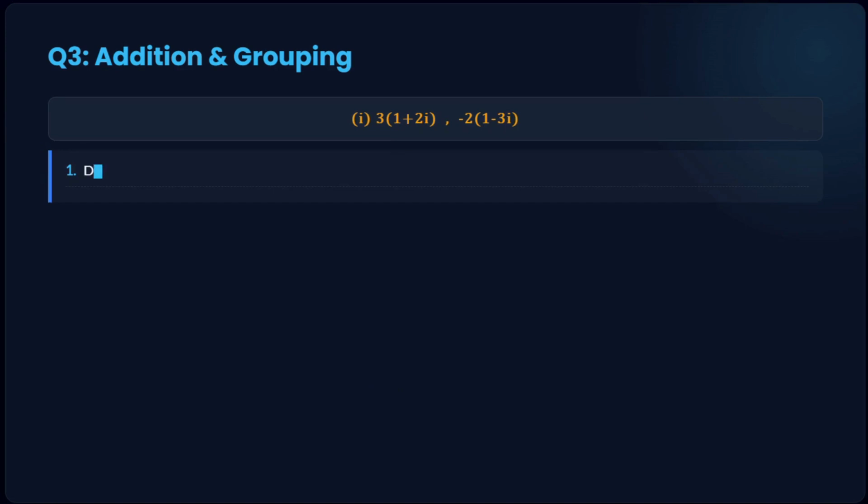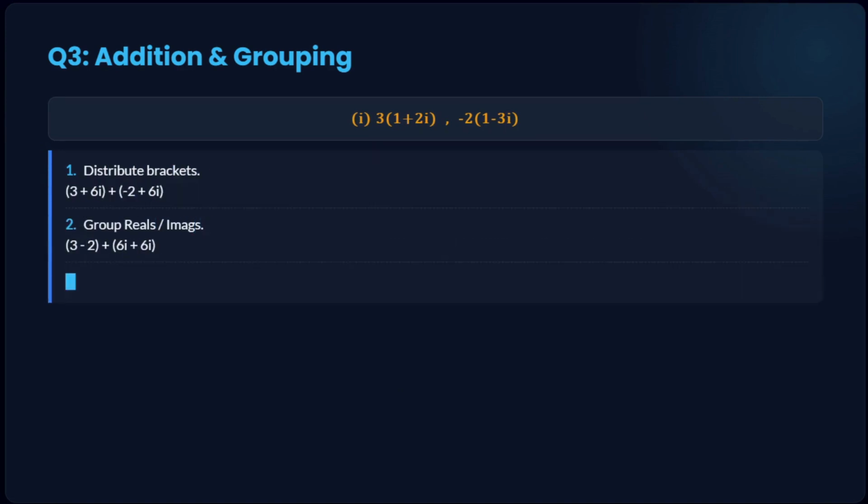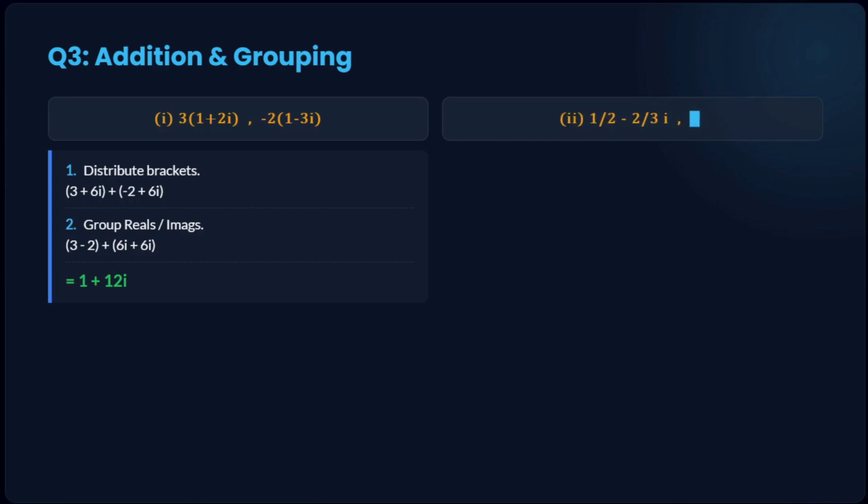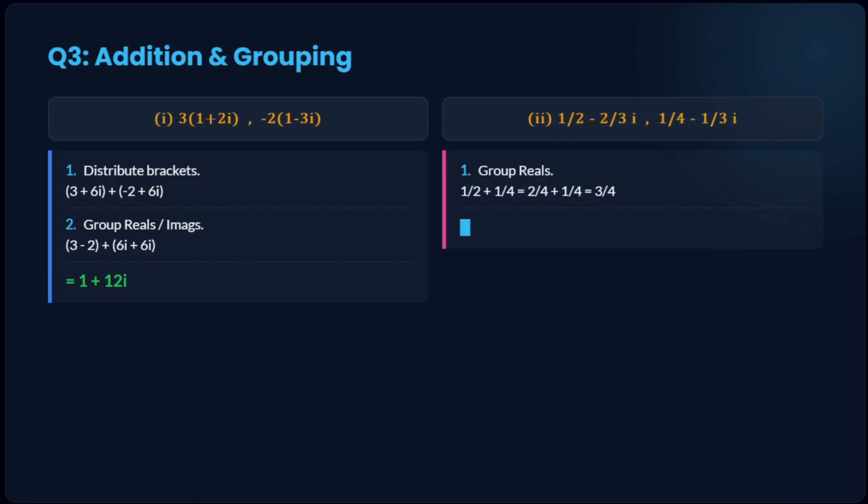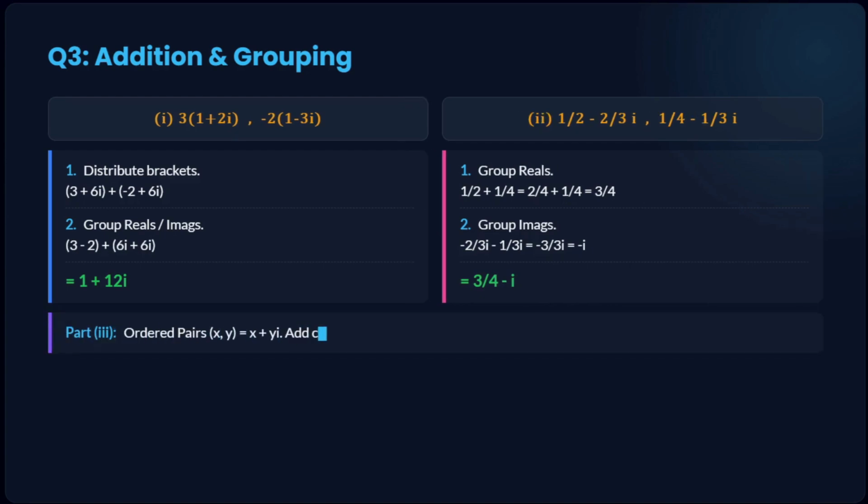Finally, question 3. Addition is all about grouping real numbers with real numbers, and imaginaries with imaginaries. In part 1, distribute the outside numbers into the brackets first. Then combine 3 minus 2, and 6i plus 6i.